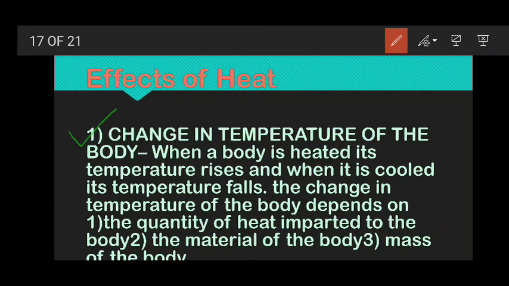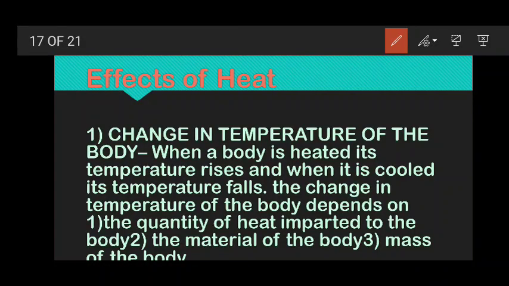When a body is heated, its temperature rises, and when it is cooled, its temperature falls. The change in temperature of the body depends on the quantity of heat imparted to the body. Clear? Quantity of heat imparted means the quantity of heat given to the body. Next is the material of the body. You must have noticed that some materials get heated very fast and some do not. Next is the mass of the body. You must have noticed that it is very easy to heat a small quantity of any substance, and it takes much more heat when we heat a large quantity of anything.